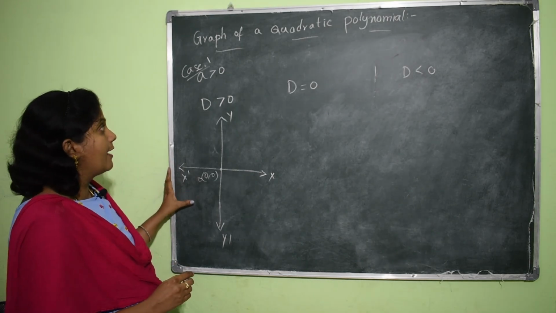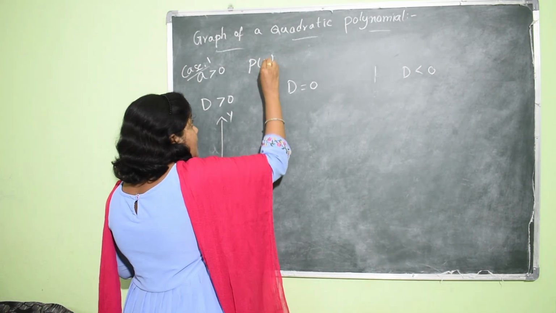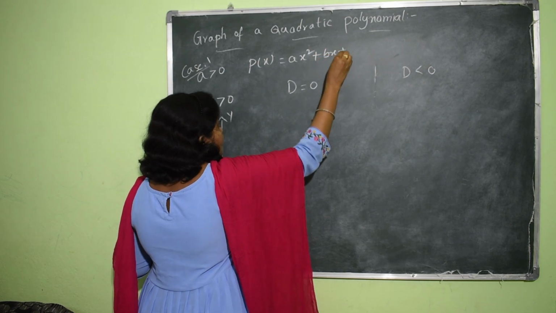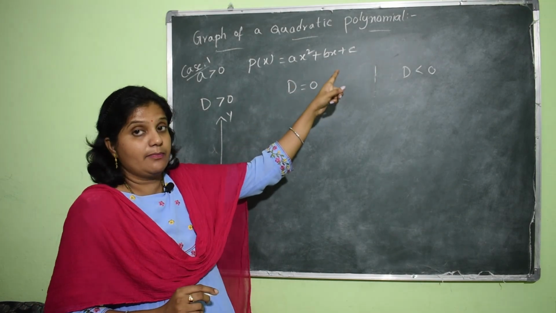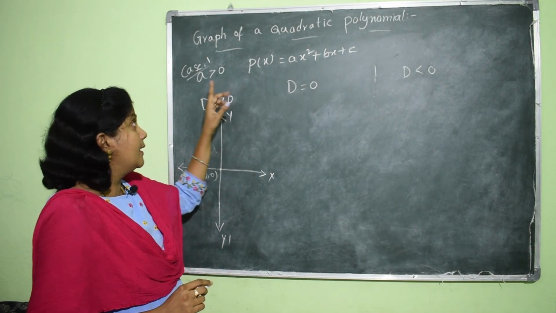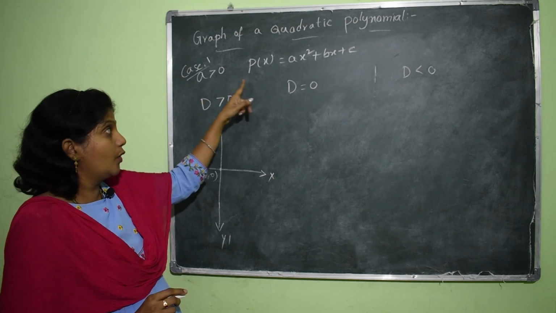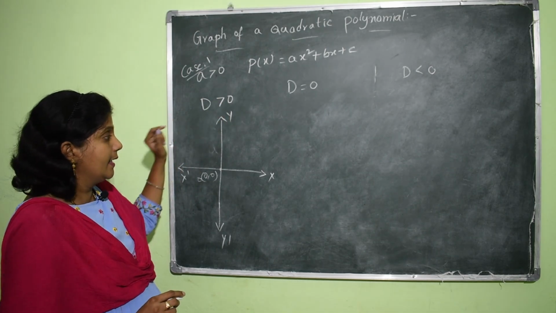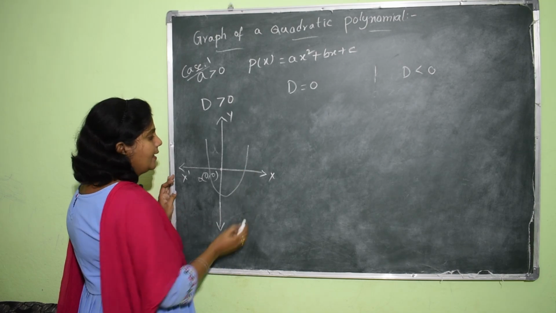So what is the graph of the quadratic polynomial p of x equal to ax square plus bx plus c? We are going to draw the graph of the quadratic polynomial ax square plus bx plus c, when a is greater than 0. So we are drawing the graph when the condition is a greater than 0 and d greater than 0. How will the graph look? It will look like this.